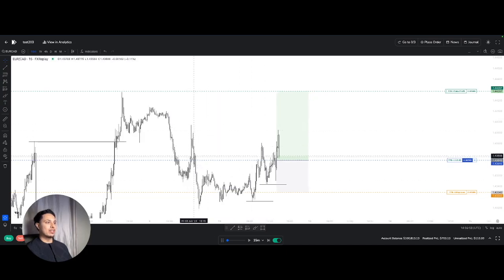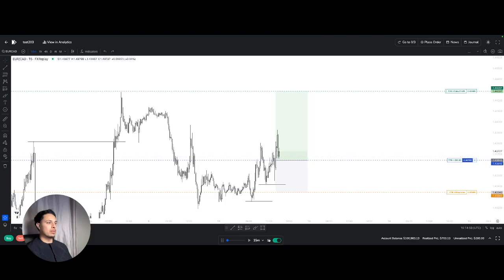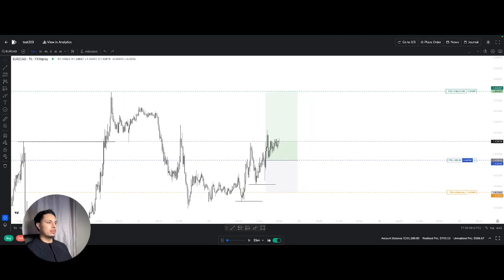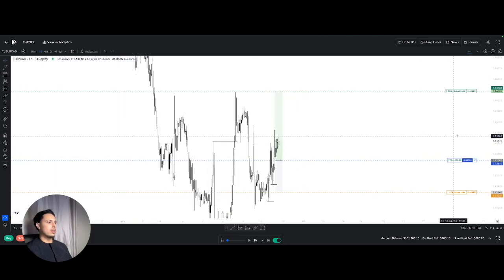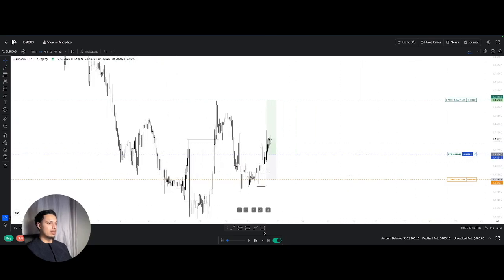So again, price can react out of the supply. We can't move to break even just yet. Price can easily just hold this, hold this, hold this, and continue to the upside. We're outside of session as well, so let's see what happens. Not move on to the next day, but go to the high time frame. Let's see what happens.